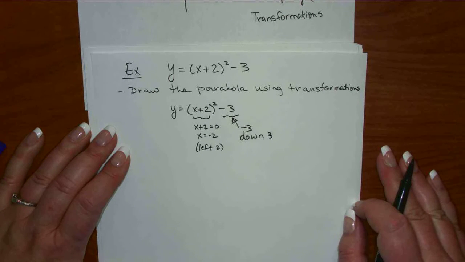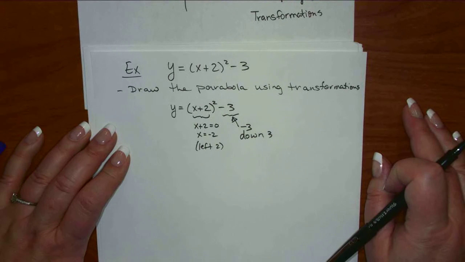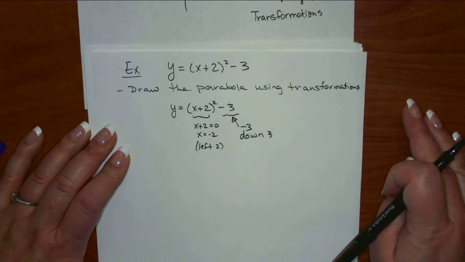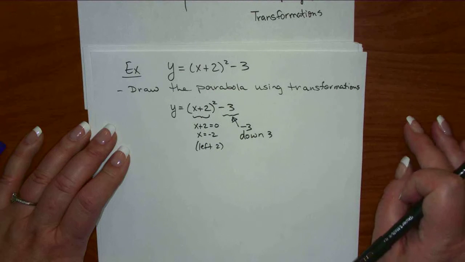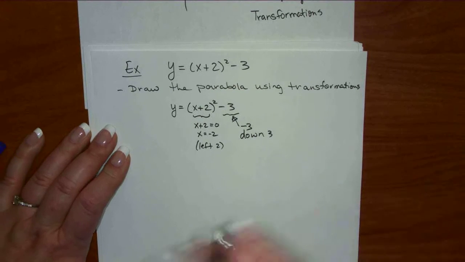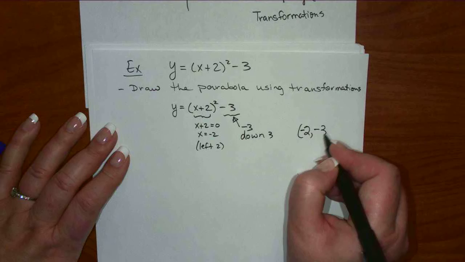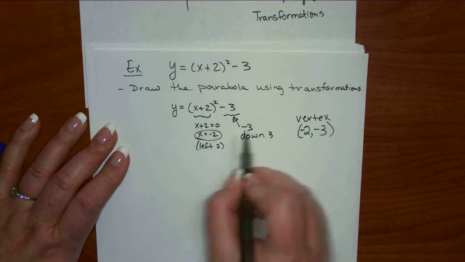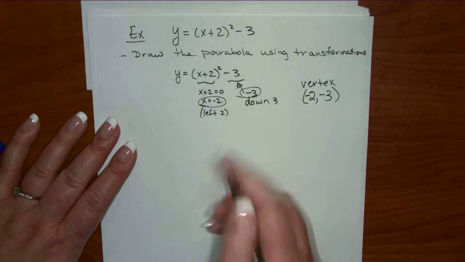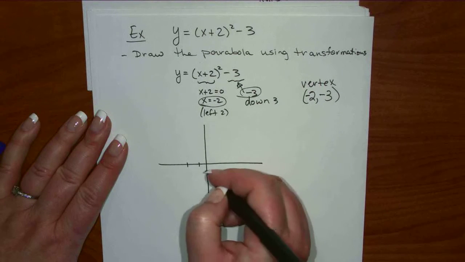What is moving? Remember, it's like you have a plastic parabola that you pick up and move it around. But what is moving? What part of the parabola? The vertex. It's like that point (0, 0) moves to this new point. The new point is (-2, -3). That's the vertex. (-2, -3). So left 2 and down 3.